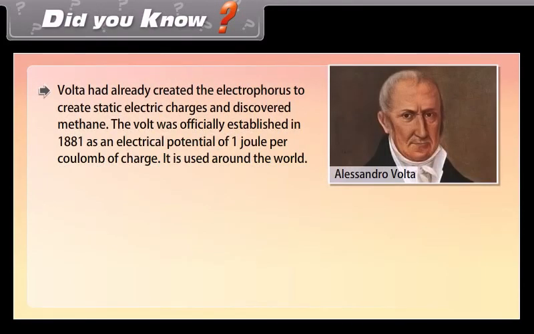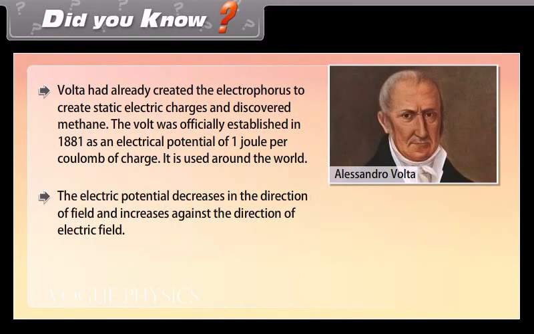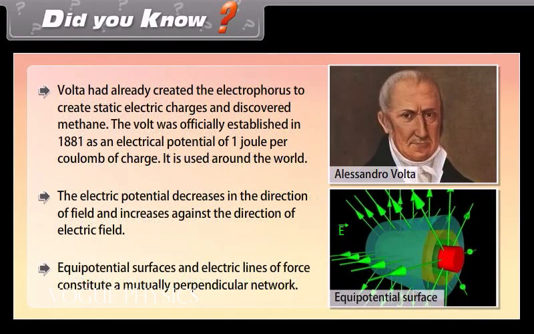Did you know? Volta had already created the electrophorus to create static electric charges and discovered methane. The volt was officially established in 1881 as an electrical potential of 1 joule per coulomb of charge. It is used around the world. The electric potential decreases in the direction of field and increases against the direction of electric field. Equipotential surfaces and electric lines of force constitute a mutually perpendicular network.